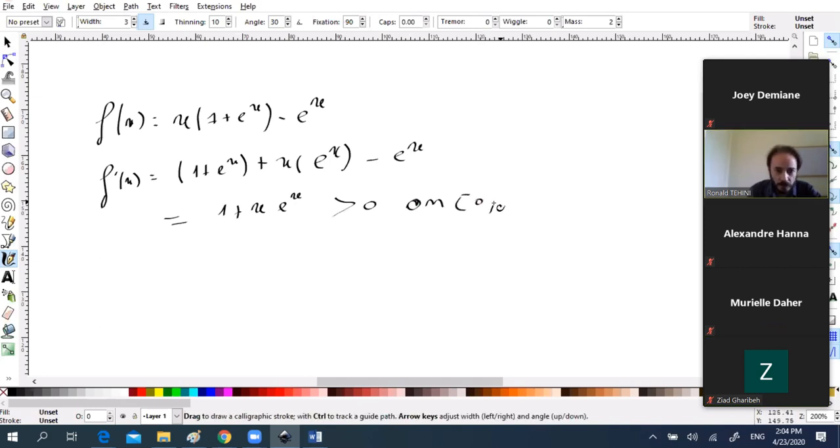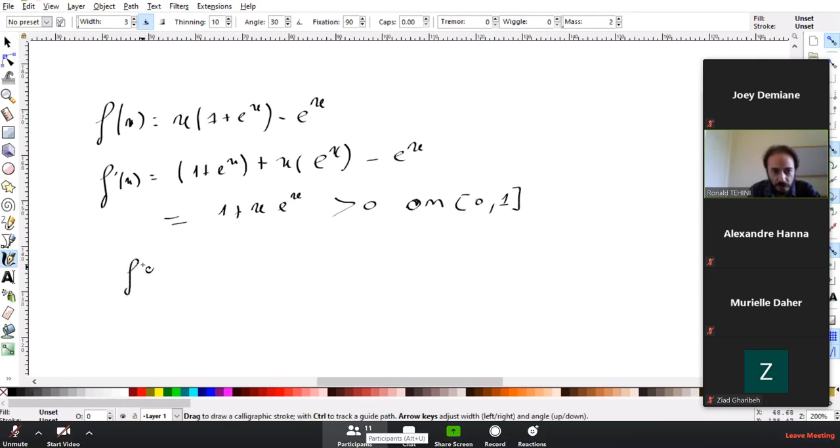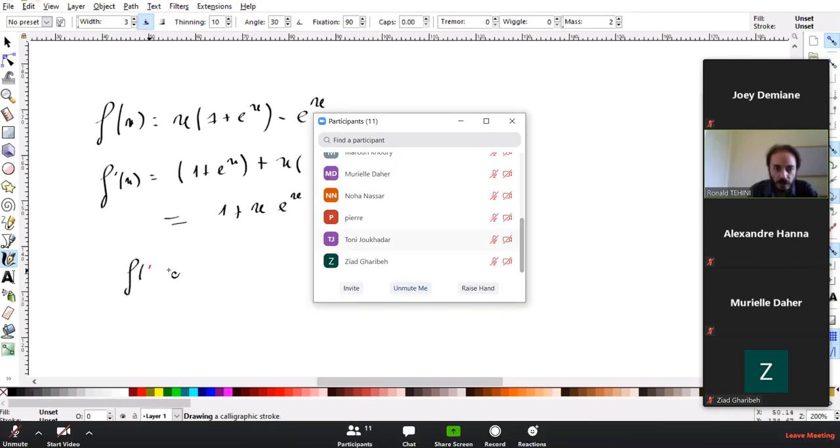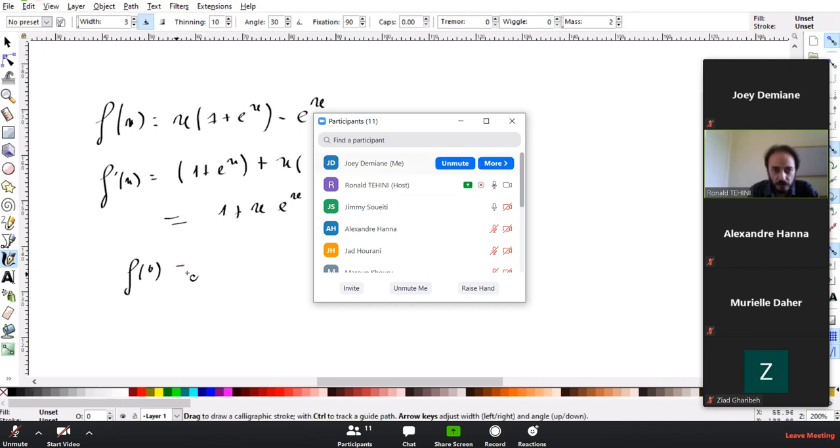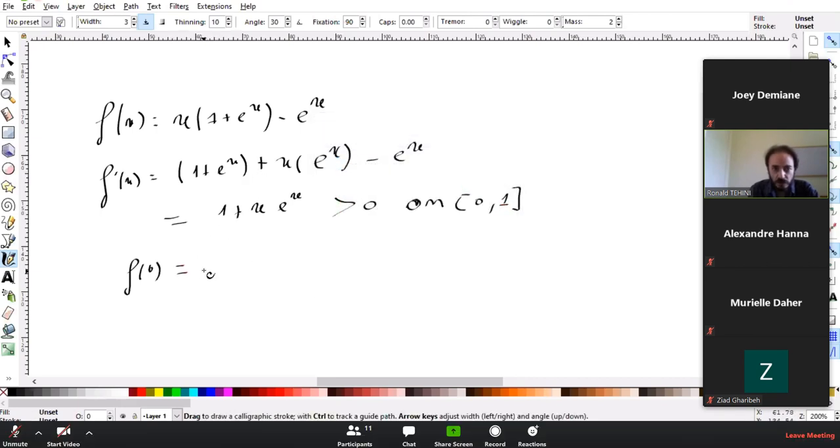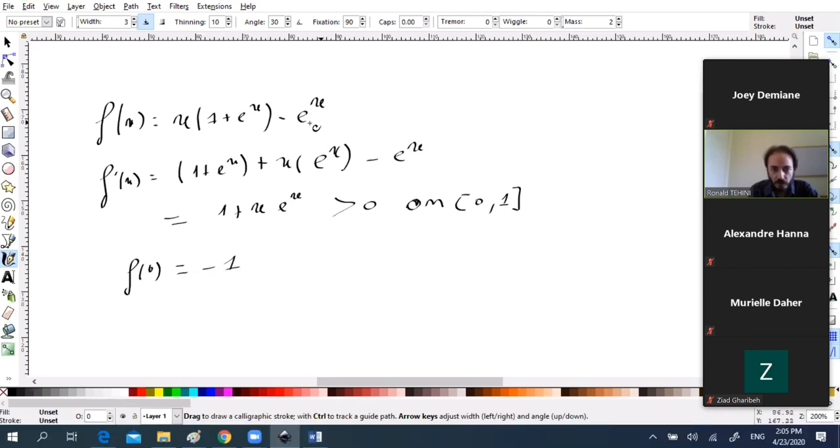Okay. So now we have to study f of 0. f of 0 in this case is equal to minus 1, and 0 multiplied, this is 0. And f of 1 in this case is 1.